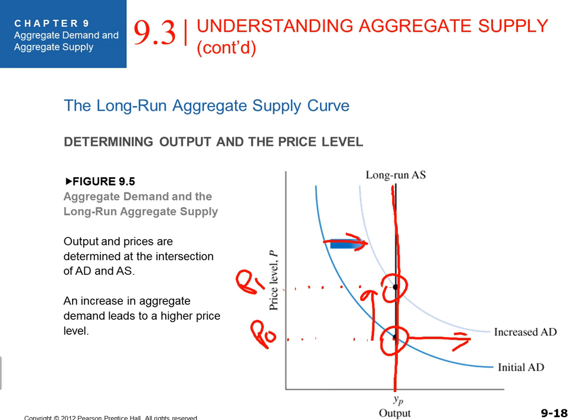So anyway, this explains why in the long run, trying to shift the aggregate demand curve is more likely to cause a price increase than any change in output.